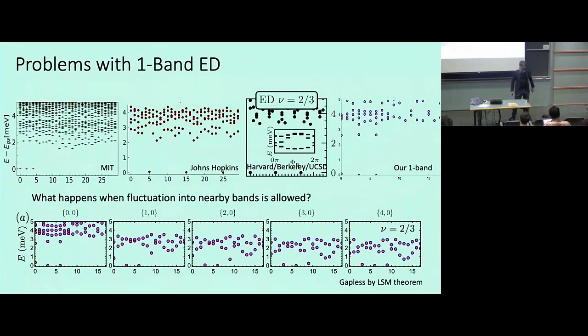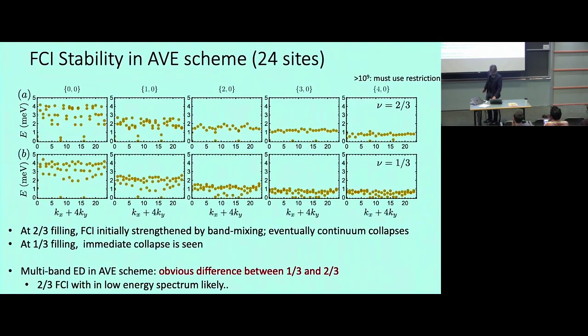And here are the problems with the 1-band ED. 1-band ED gives you, in our case also, a nice fractional Chern insulator, but you start adding fluctuations at filling 2/3 into the next bands, and the Chern insulator gap collapses. This is in the charge neutrality scheme. This is just projection to the bands. You can see that even the degeneracy of the levels changes, the momentum changes. They're at momenta that don't fulfill gap states by the Lieb-Schultz-Mattis theorem.